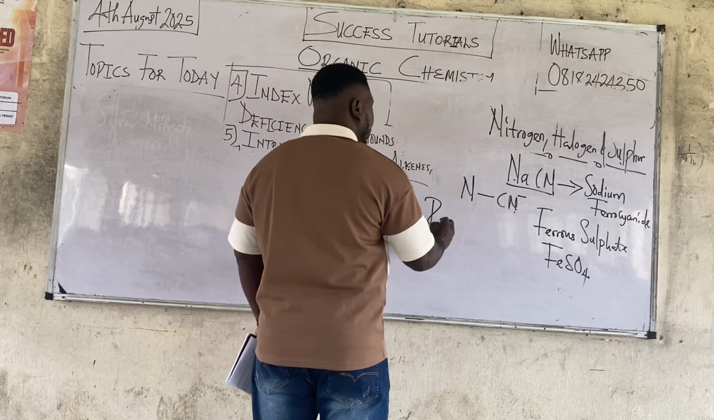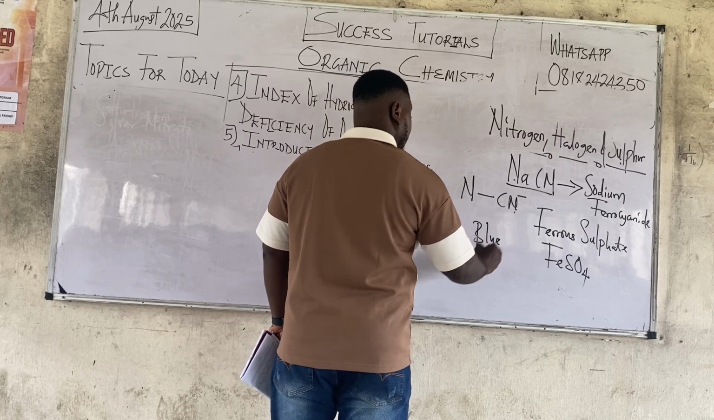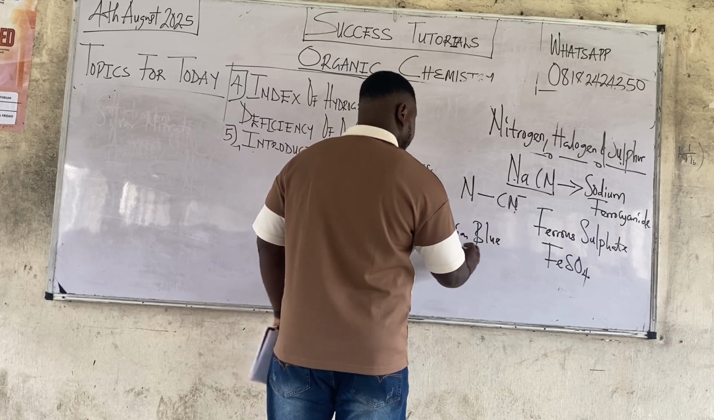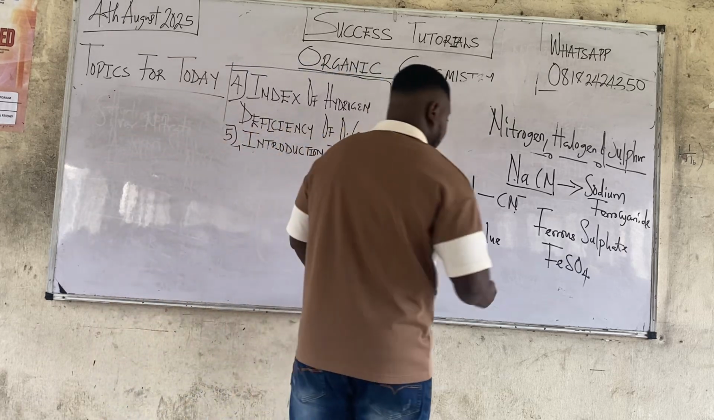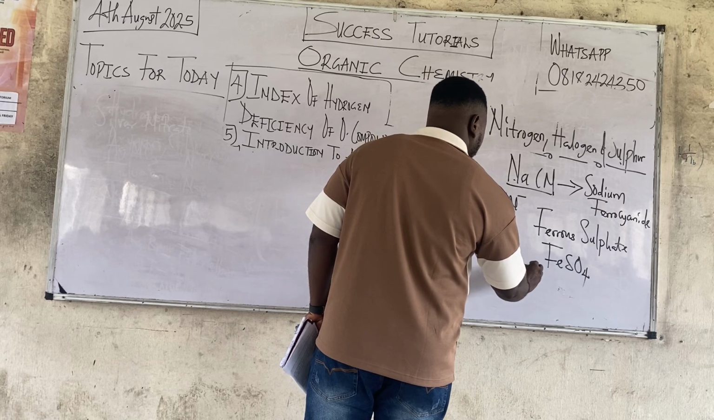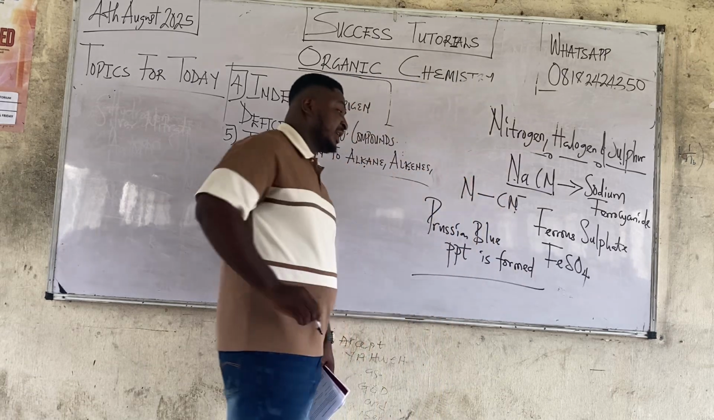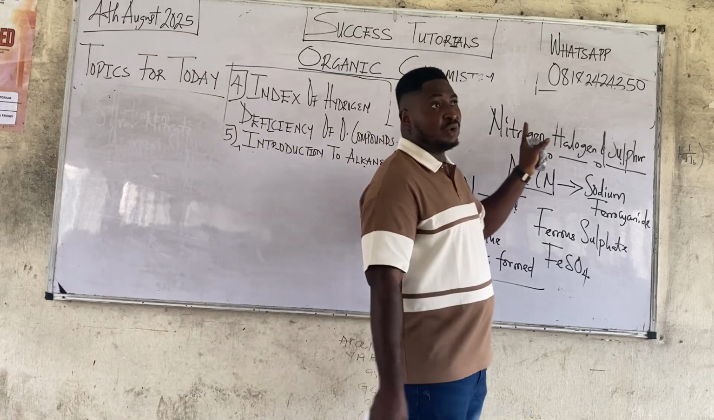A Prussian blue precipitate is formed. This Prussian blue precipitate that's formed confirms the presence of nitrogen.